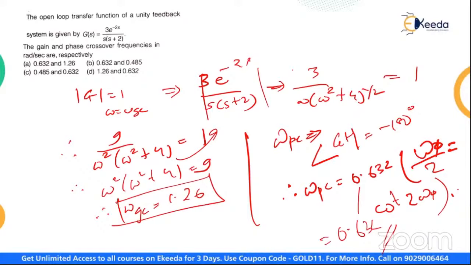So the answer is option D, because they are asking gain first. So gain is 1.26, and phase is 0.3636, so it comes second.